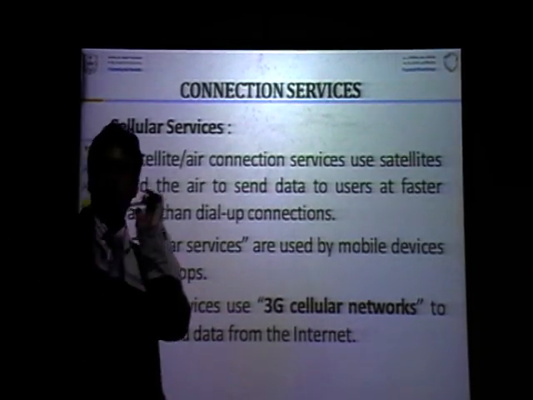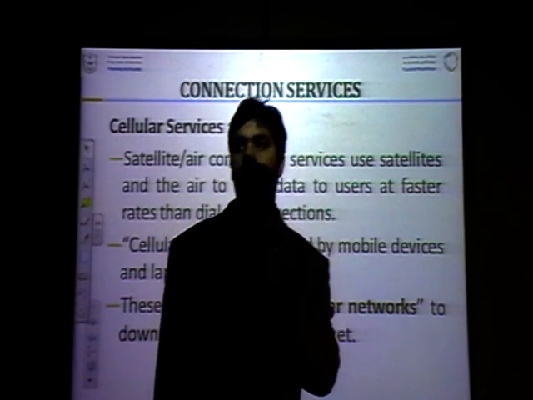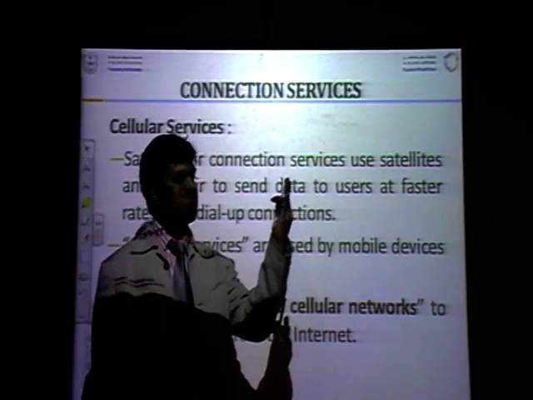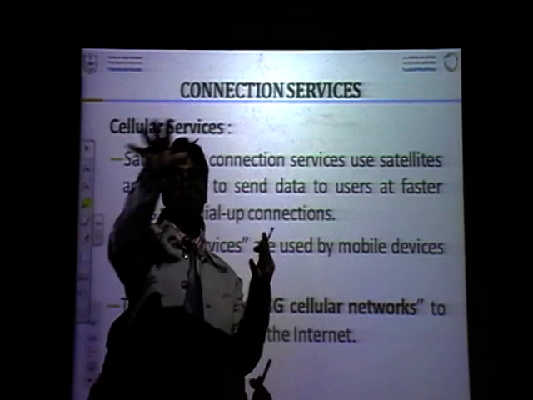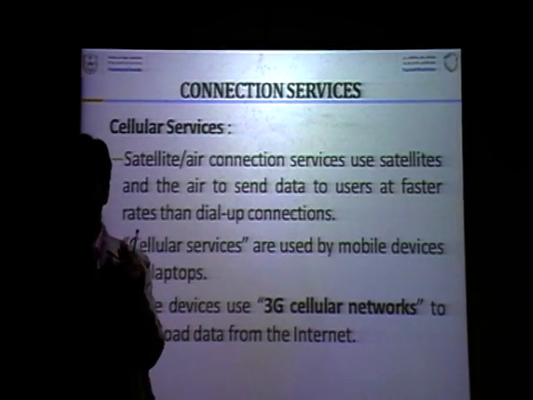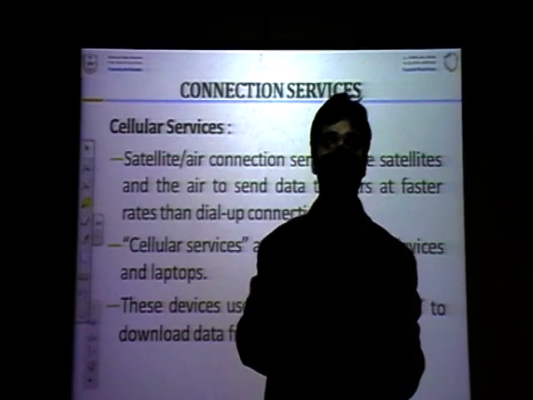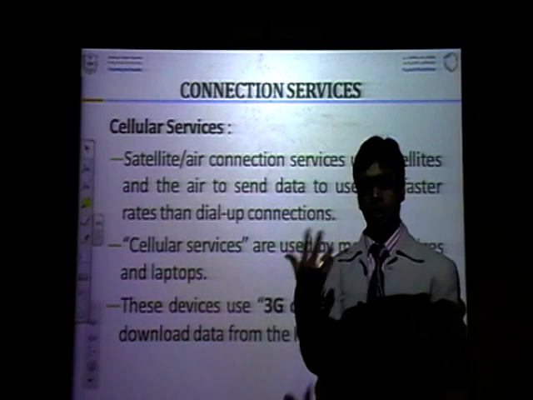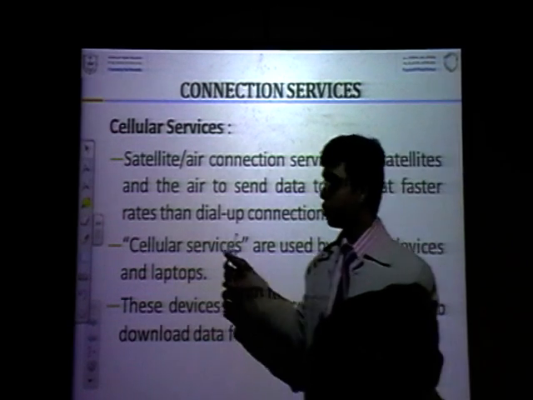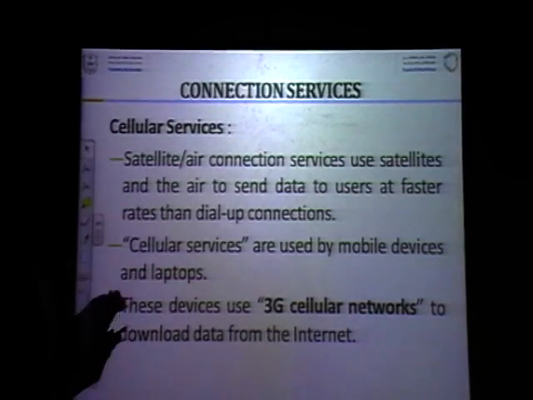Cellular services means mobile services. Mobile services are connected through the tower. There is a tower. In this tower, radio waves and microwaves are transferred, and if you come inside this range with your mobile device, you can connect. You are able to send a message or talk to somebody. So that is called cellular services, cellular device.